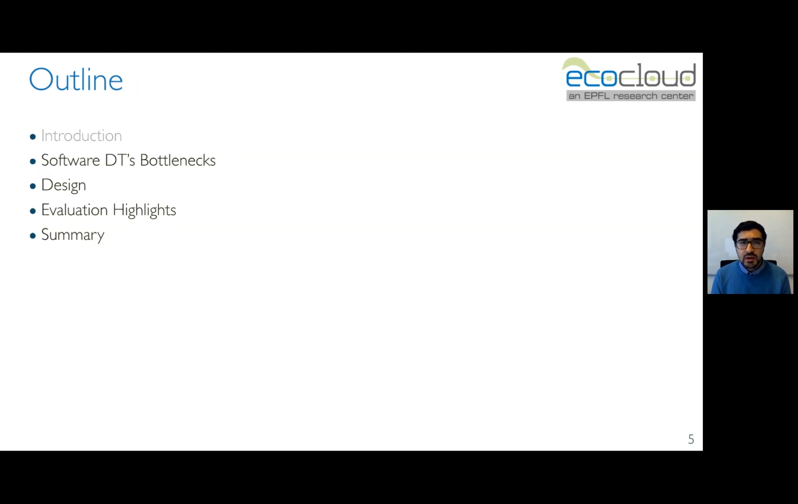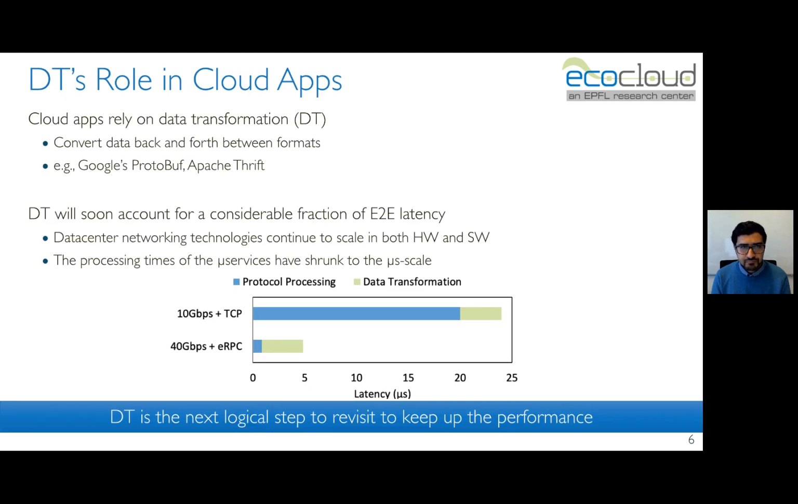So that was my introduction. I briefly explained our motivation for this work, our insight, and our contributions. Now I'll give a more detailed explanation of what DT is and why it's slow and why we need to accelerate it. Next, I'll talk about our hardware-software co-design for rapid and flexible data transformation, followed by evaluation highlights. And I'll give a brief summary in the end.